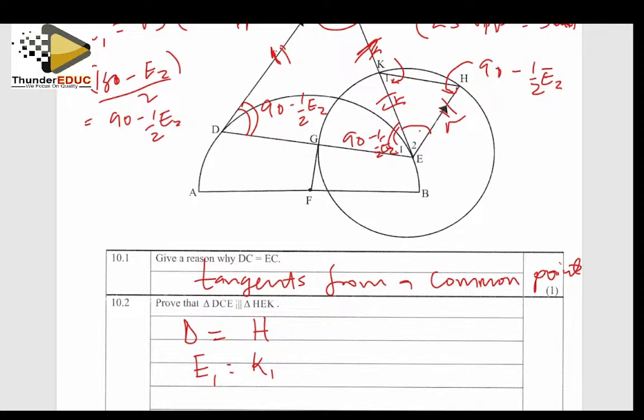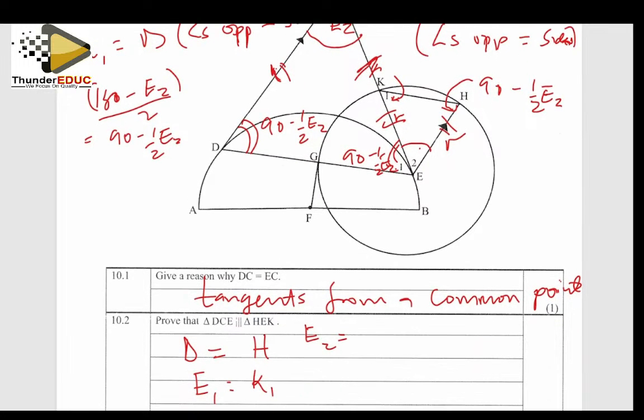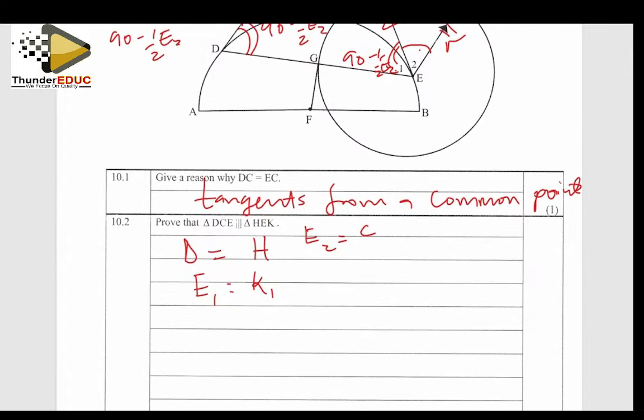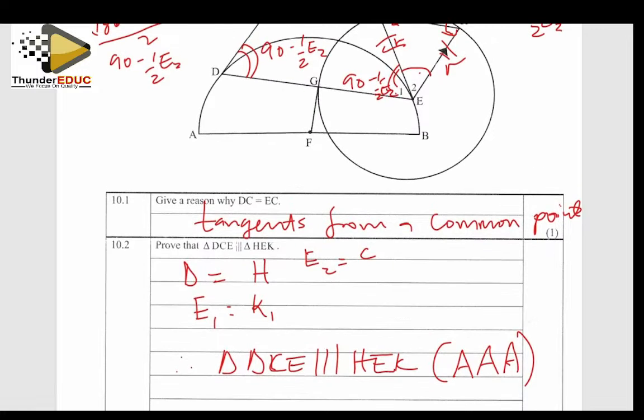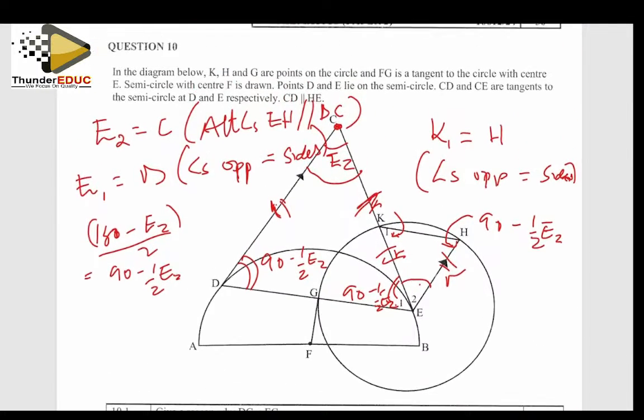Now remember, we started with the alternate angles where we said E2 is the same as the angle C. So those are 3 fundamental facts, and then draw the conclusion. Therefore, BCE is similar to HEK because of angles. So that is how we would have claimed those 6 marks. Remember, it all started here, the alternate angles, angles opposite equal sides, and trying to find those missing angles.